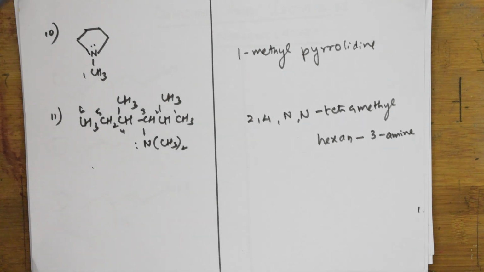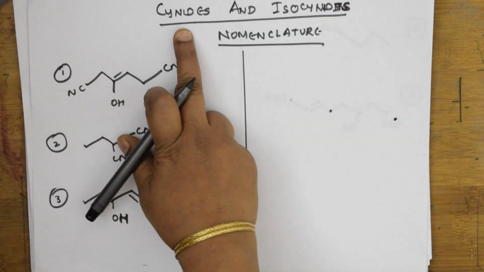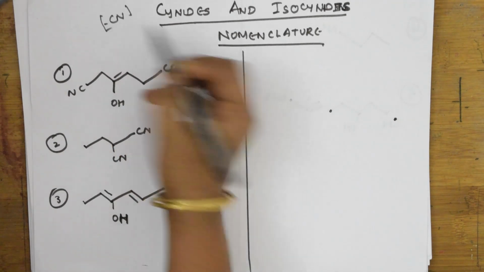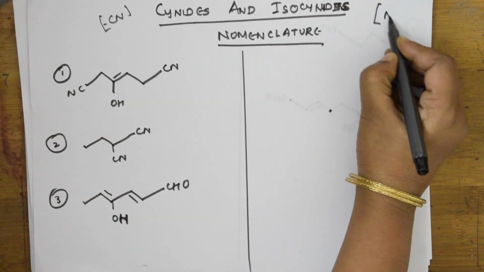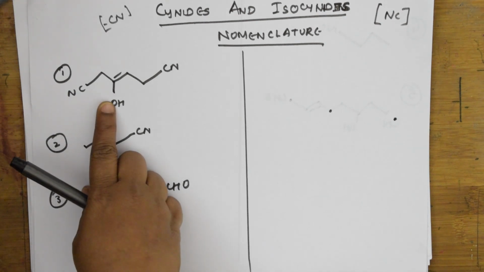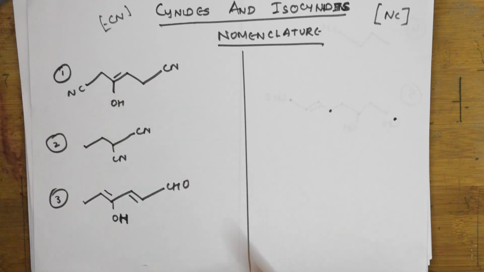Right. Now after amines, let me start off with the next nomenclature, that is cyanide nomenclature. Let's see the examples. When I have to take cyanides and isocyanides, cyanides are denoted by CN. Isocyanides are denoted by NC. How to name this? This is a compound where we have a cyanide group, an alkene, and a hydroxyl. I told you the order of preference. Please watch that video. What is the order of preference for naming the functional groups when you have like this?